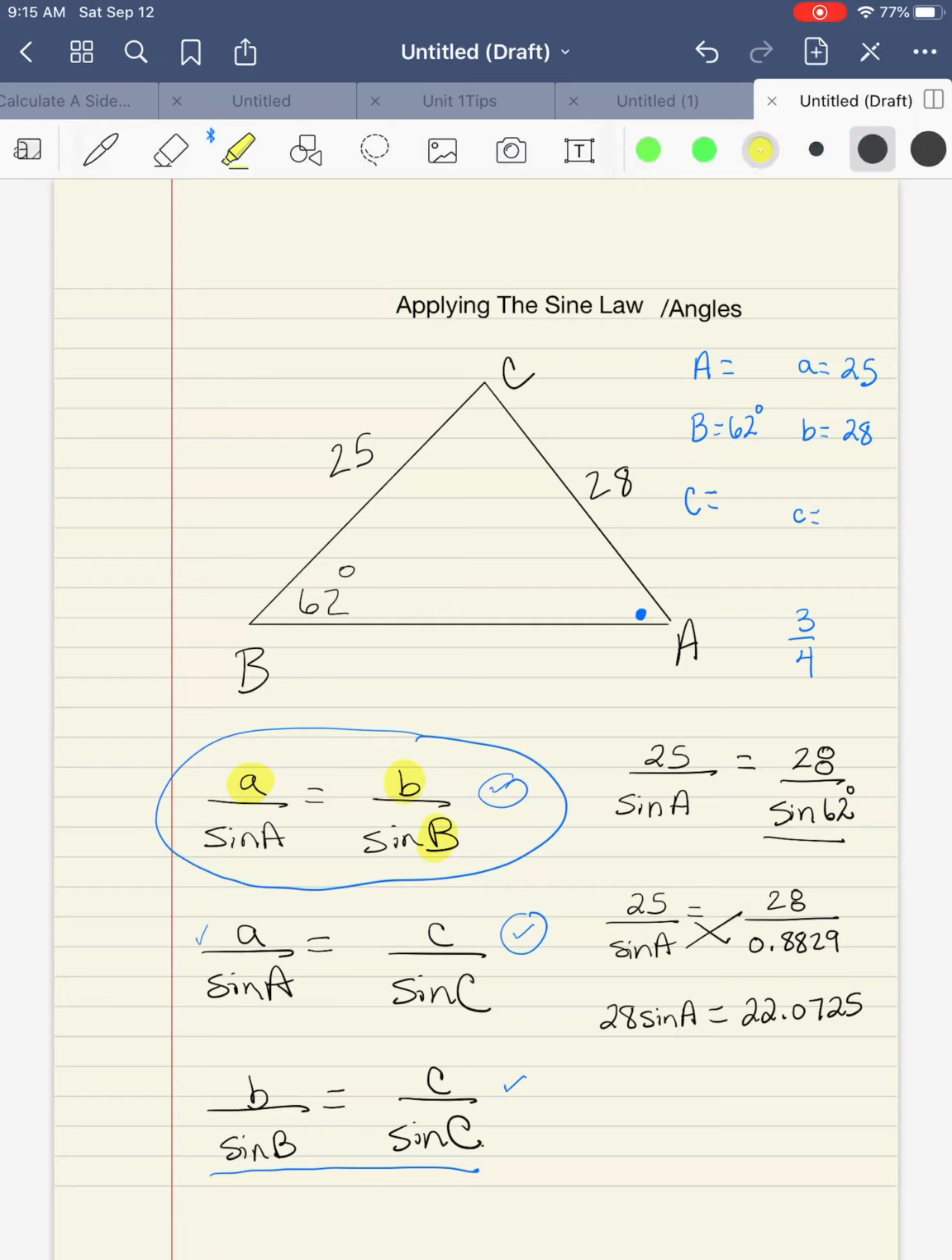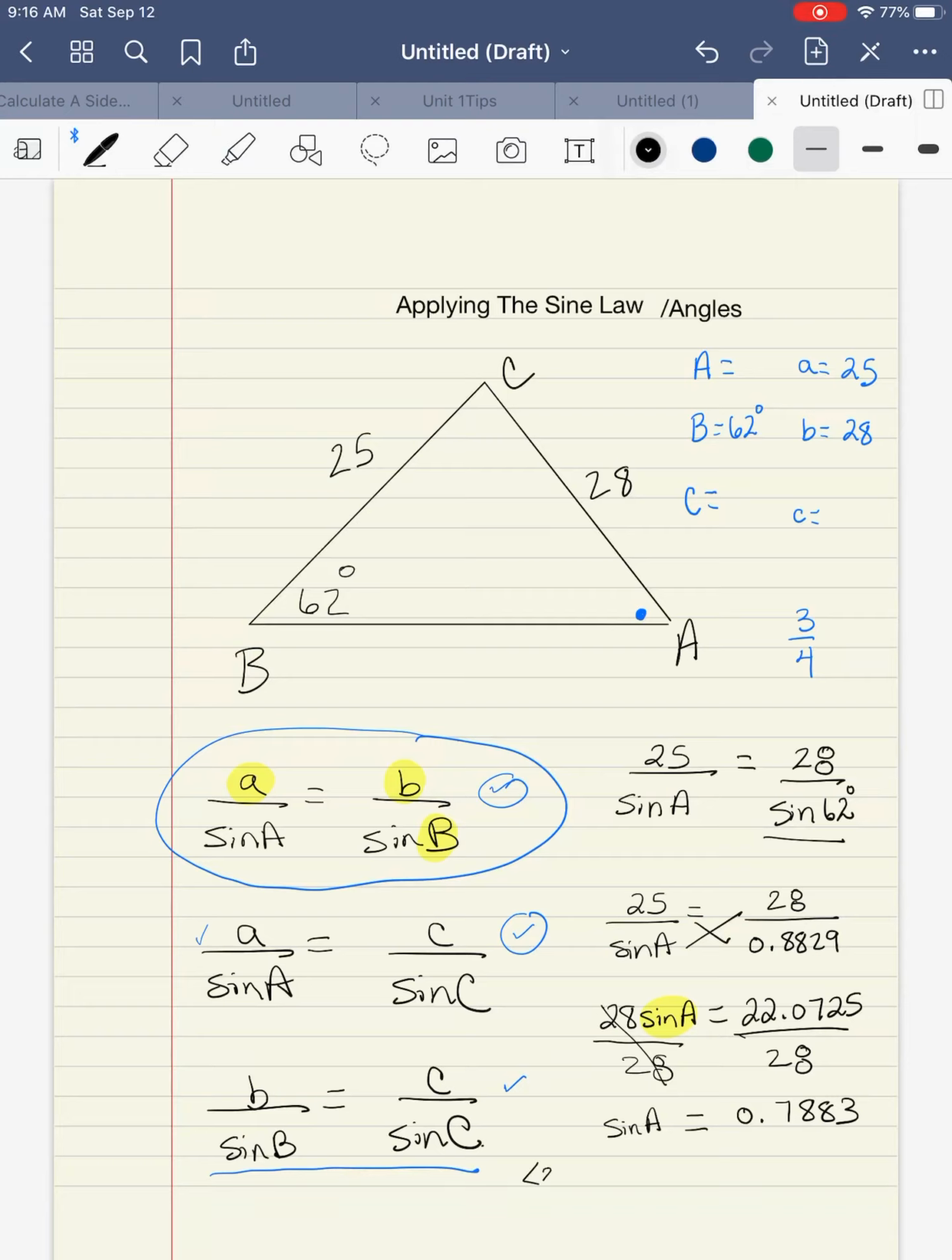So remember, you're trying to solve for sine A. So we want to get that isolated. So I'm going to divide by 28 because that's going to give me just my sine A, which is what I want. And of course we're going to balance. I'm going to divide by 28 here. So when we make that division there, 22.0725 divided by 28 comes out to about 0.7883. Now we're not quite done because that's a sine of A.